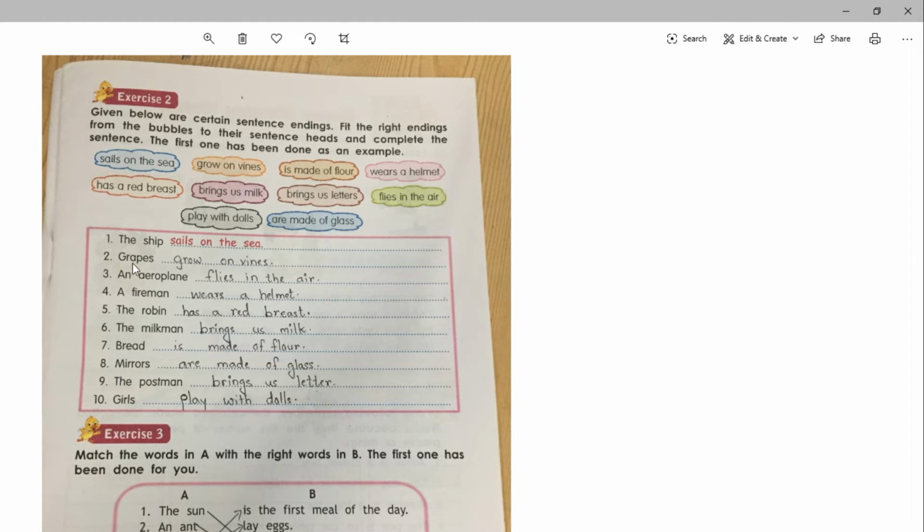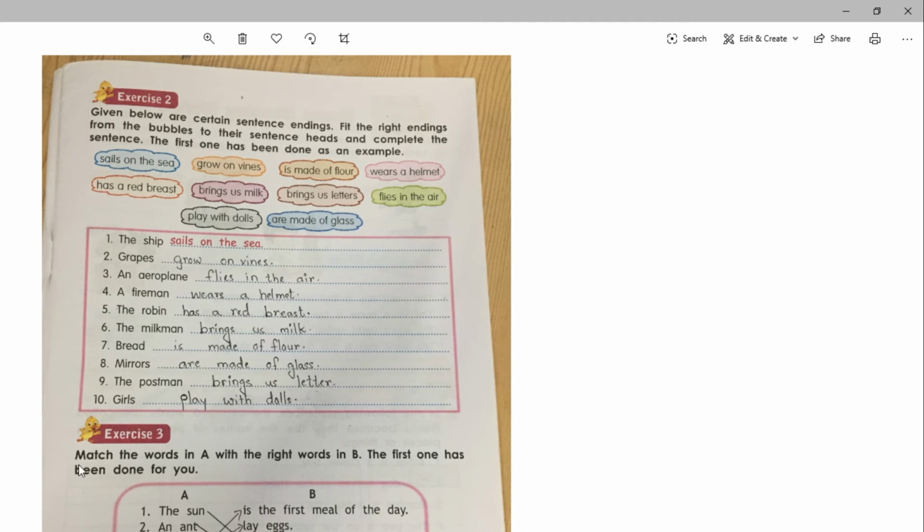Okay? Now number 2, grapes. Grapes are fruits. So what do the grapes do? They grow on the vine. What are the grapes doing? They are growing on the vine. The place where the grapes grow is called a vine. So the rest I have done for you. As you write, you will understand by yourself.